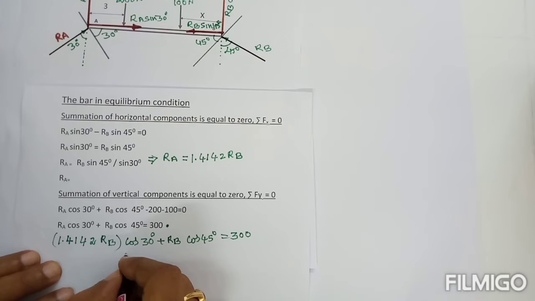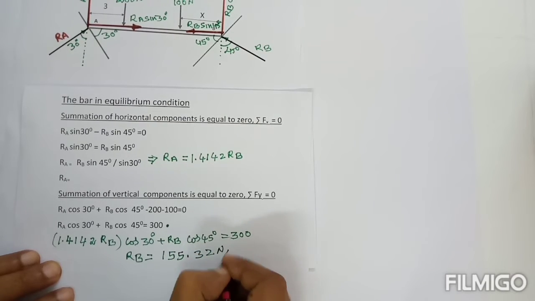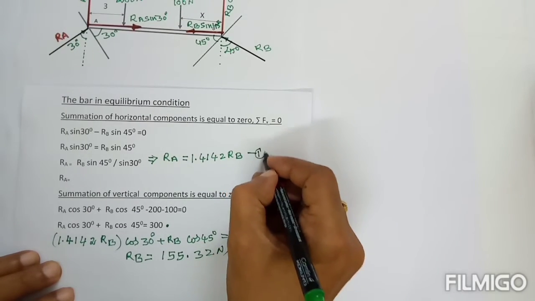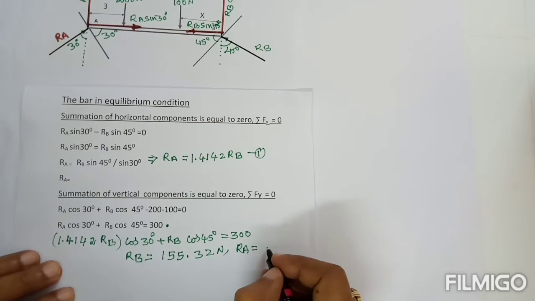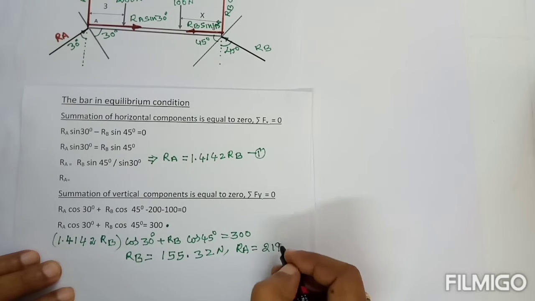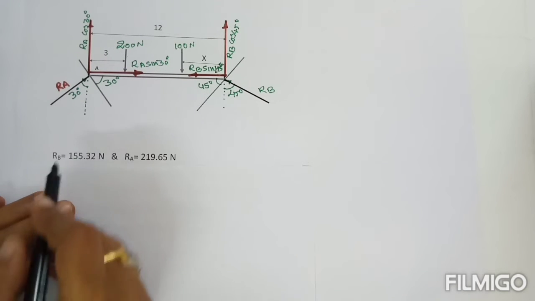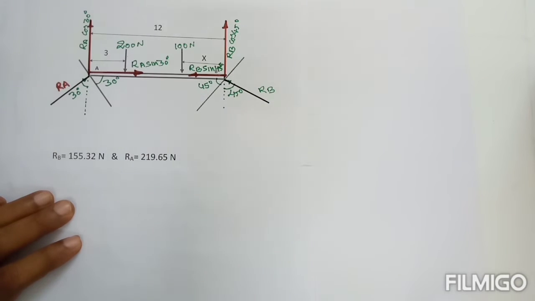After calculating this, you will get RB is equal to 155.32 newtons, and substitute this value in equation number 1. You will get RA is equal to 219.65 newtons. RB is equal to 155.32 newtons, RA is equal to 219.65 newtons.